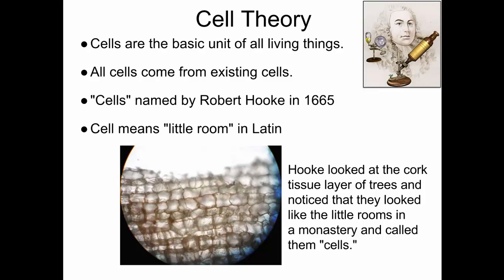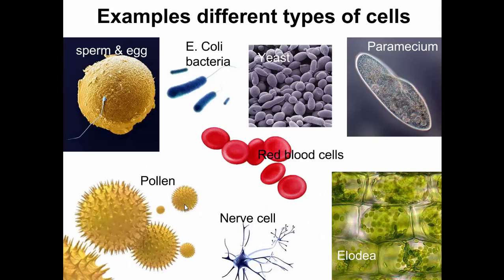So cells were named by Robert Hooke in 1665. And the word cell means little room in Latin. It came from when Hooke, as the story goes, looked at the cork tissue layer of trees, and he noticed that they looked like the little rooms in a monastery, where monks live in the Catholic religion. They live in very simple little rooms, sort of in a line in a hallway, and so he called them cells because that's what those rooms were called.